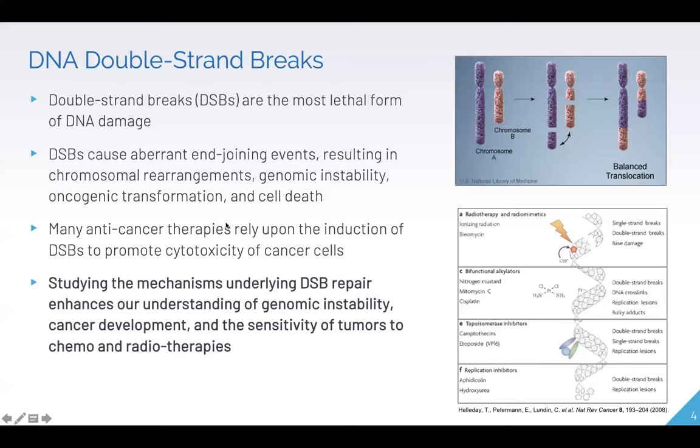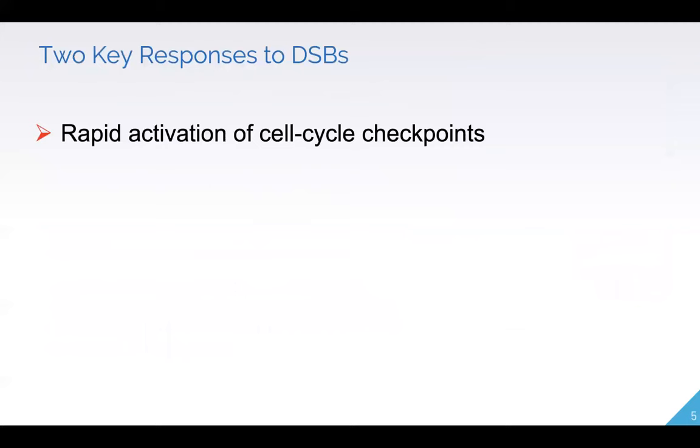So clearly, it's important to understand how double-strand breaks are repaired in the cells, because if they're not, that can result in genomic instability, cancer development, as well as sensitivity to different chemo and radiotherapies. And that's why it's really important for us to have a good grasp on how the cells repair these lesions. All right, so let's see how the cells respond to double-strand breaks.